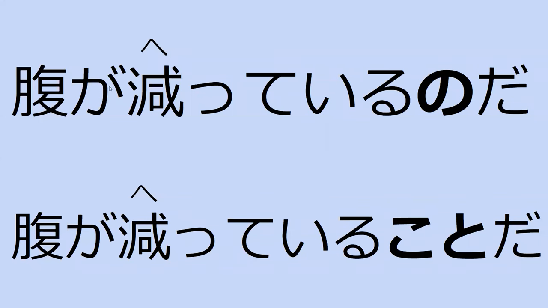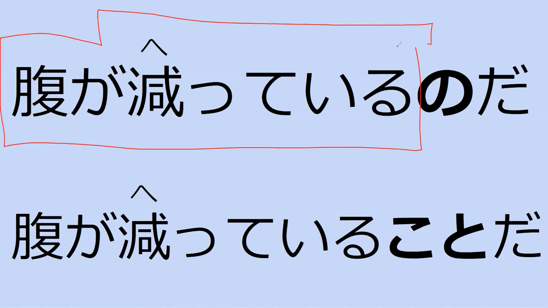Okay, so we have two sentences that are virtually identical. The only difference is one is ending with no da, the other one is koto da. Because of this, these express two very different things. This part is about the same. It is magic is decreasing.